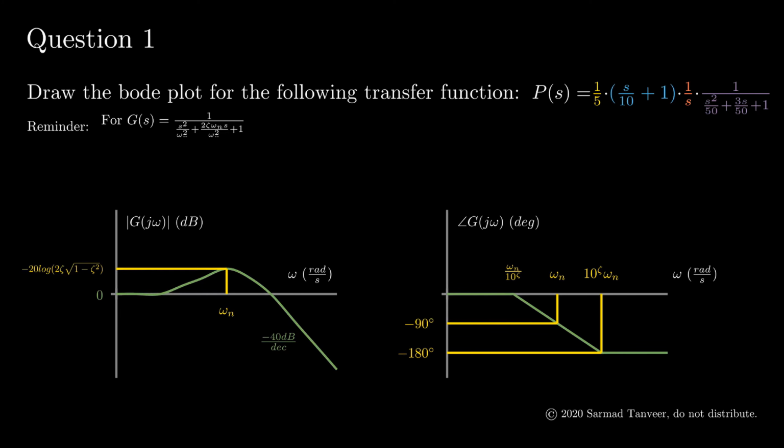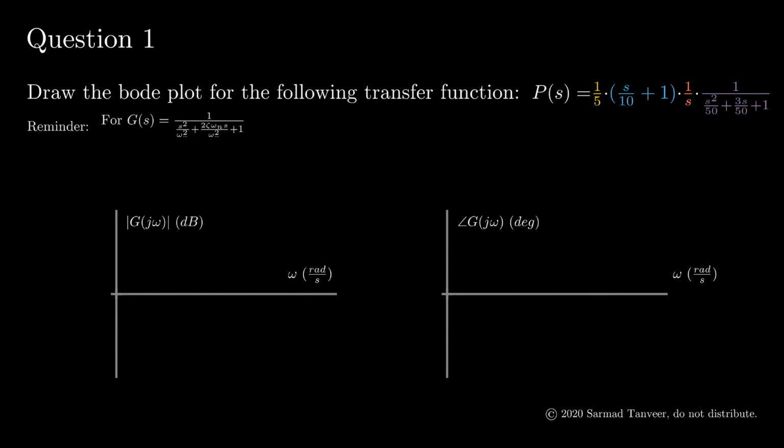It then decreases to a value of minus 90 degrees at a frequency of omega n. It then decreases even further to a value of minus 180 degrees at a frequency of omega n times 10 to the power of zeta. The phase plot then stabilizes to a value of minus 180 degrees. So now, after that quick reminder, we can begin applying these rules to our own transfer function.